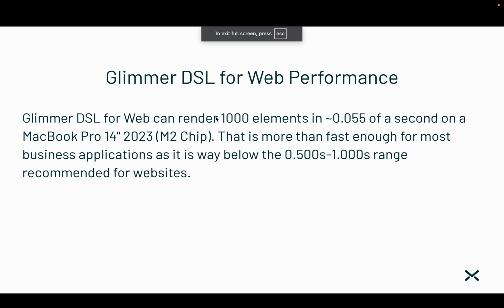So that's that. As far as performance, that's a good question. In my experience, Glimmer DSL for web can render 1,000 elements in about 50 milliseconds on a MacBook Pro 14-inch 2023, which is from 2 years ago. So that's more than fast enough for most business apps. Honestly, in my job Rails application, which is a fintech application, I checked all our web pages, and the web page with the most elements had only 1,200 elements. That's it. So almost 1,000 elements, and they get rendered in 50 milliseconds, which is super fast.